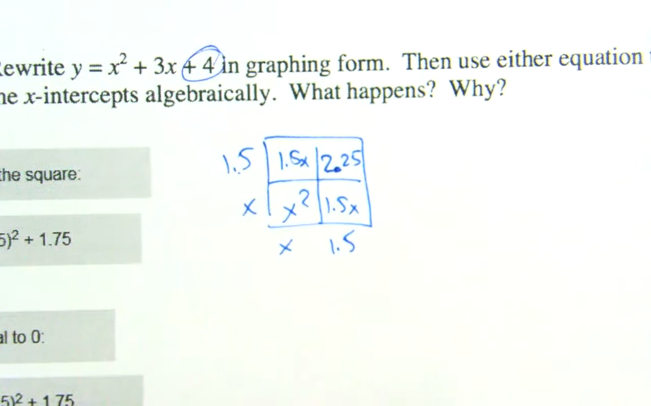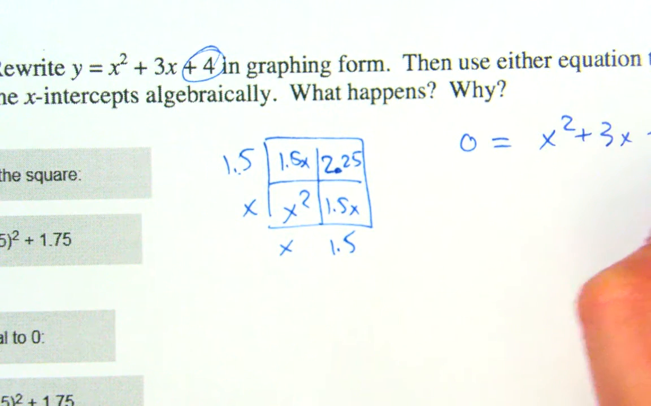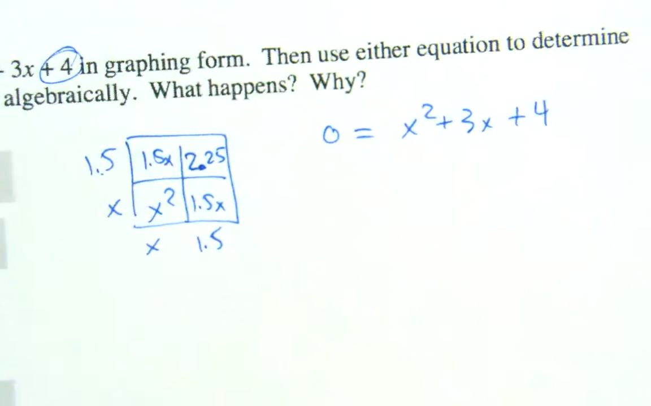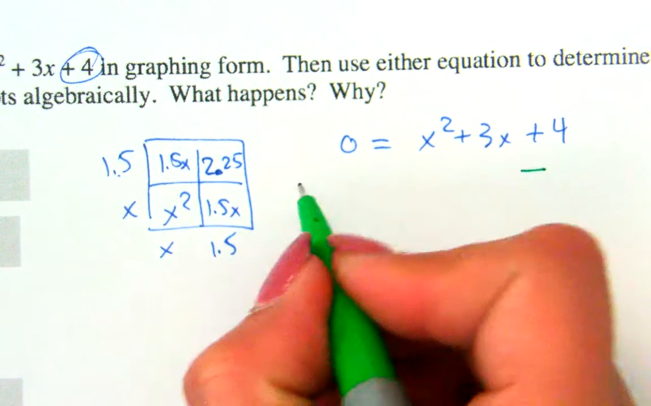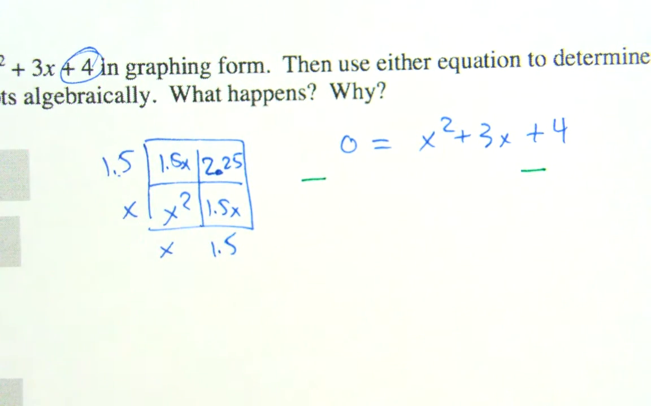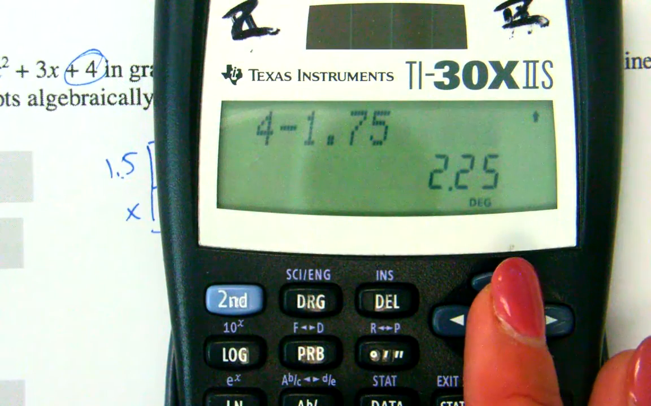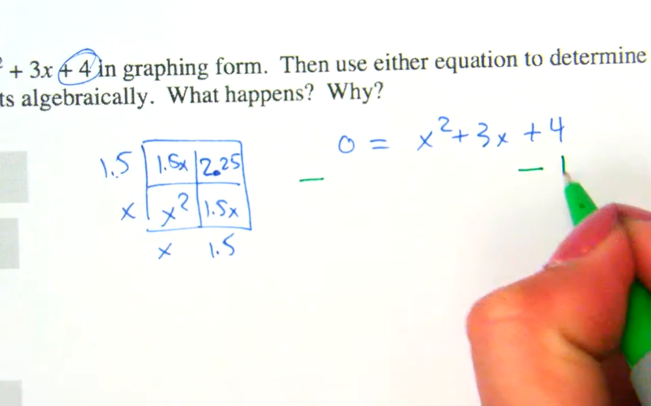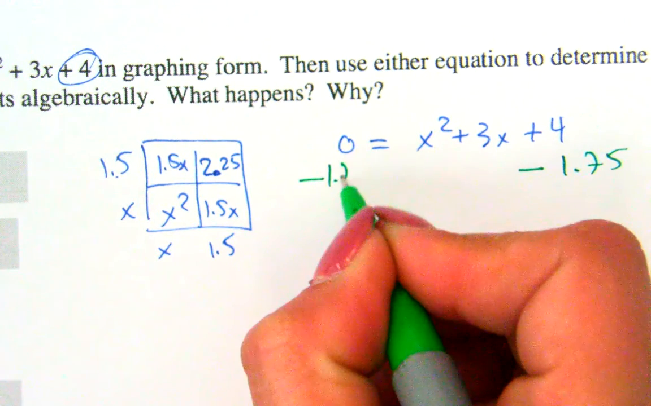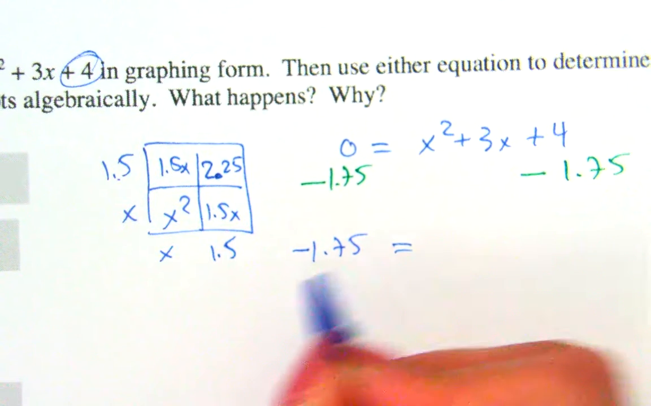You have 4, so you're going to need to take something away, as far as I know. So that means, let me just write this out. So 0 equals x squared plus 3x plus 4. You're going to need to subtract, I don't know, 1.75, right? So 4 minus 1.75 is 2.25. There you go, see? So I'm going to subtract 1.75 from both sides, which leaves us with negative 1.75 on this side.